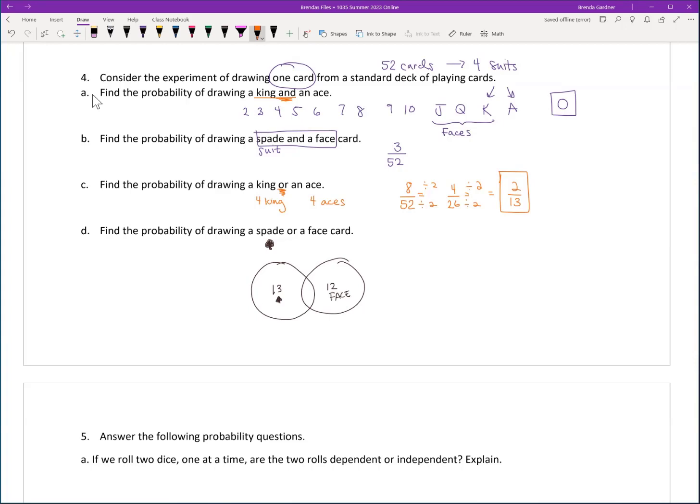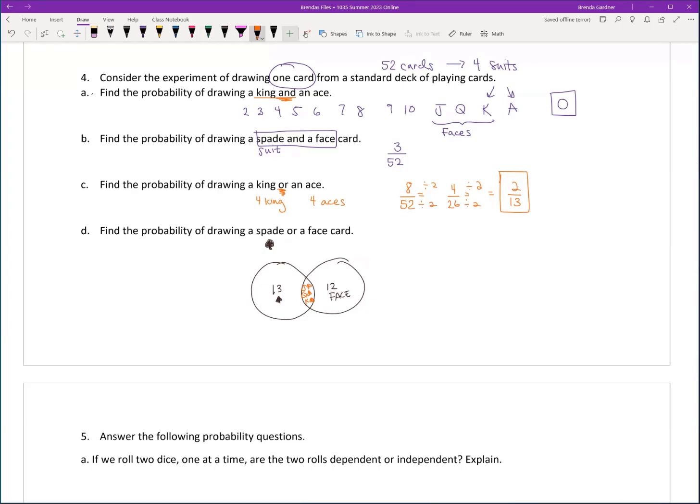So there would be a jack of spades, and there would be a queen of spades, and there would be a king of spades that would be both a face card and a spade. I should probably draw those in black, but you get the idea. There are 3 cards that are both of those.